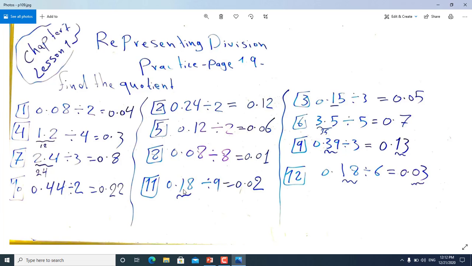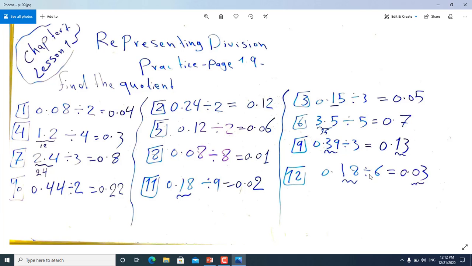From 11, we have 0.18 divided by 9. We divide 18 by 9, it will be 2. But this 18 is from place hundredths. It's tenths and it's hundredths. But 2 is only one digit, so we put a 0 before this 2, to make it in place hundredths. We don't add it at the end, okay? It's a mistake. We must add it before this 2, because we need this 2 from place hundredths. So it's tenths and it's hundredths.